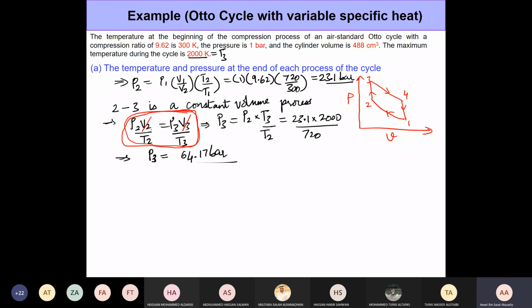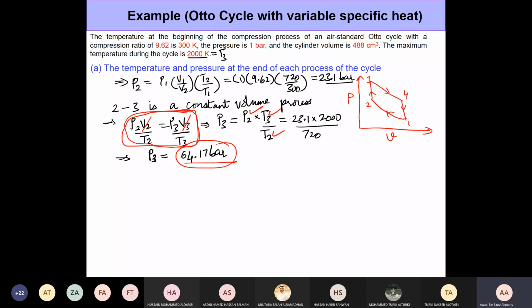So here, of course, the volume is remaining constant from 2 to 3, so you can just cancel out the V2 and V3 part. All we are left with are the pressures and temperatures, right? We already know P2. We know T3, given in the question. T2 is something we calculated. So now we can calculate P3 directly. It comes out to be about 64.2 bar. So we have done this for the three states, 1, 2, and 3.